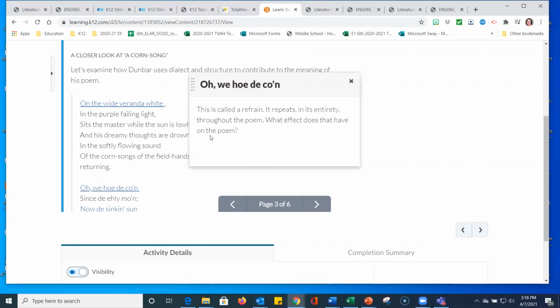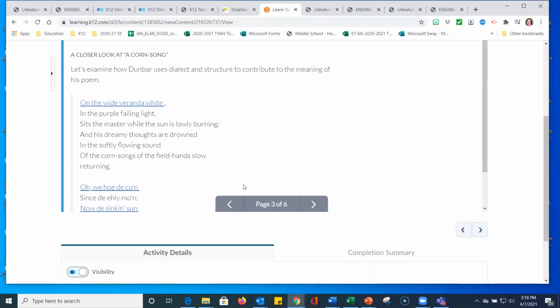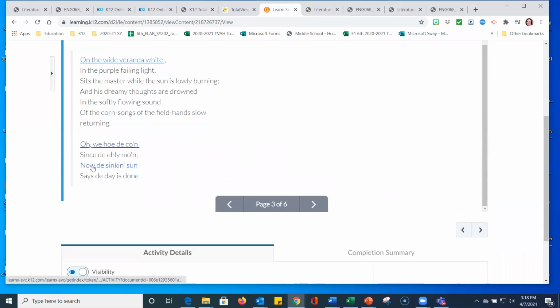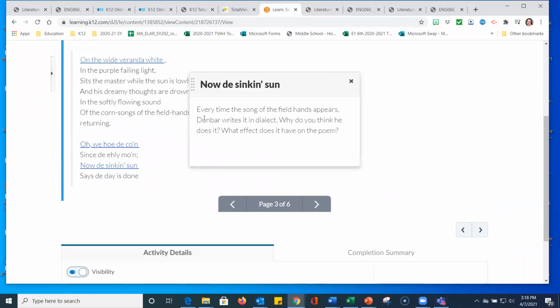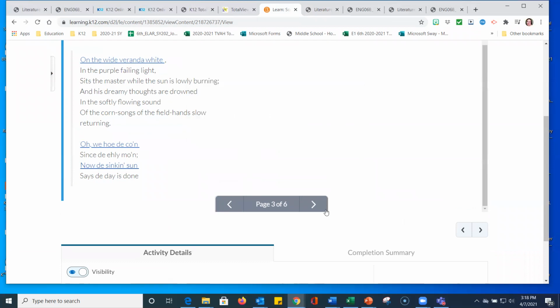Oh, we hoed the corn. This is called a refrain. It repeats in its entirety throughout the poem. What effect does that have on the poem? Now the sinking sun. Every time the song of the field hands appears, Dunbar writes it in dialect. Why do you think he does it? What effect does it have on the poem? All right, slide 4.